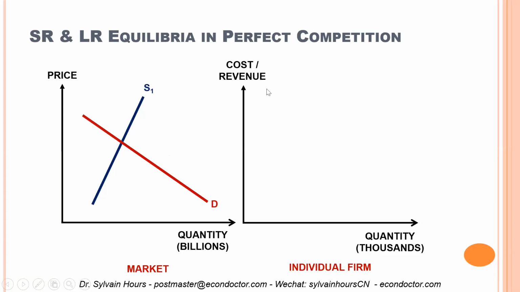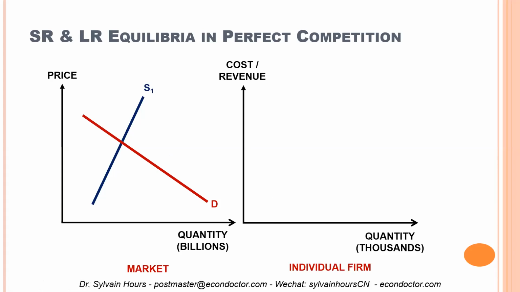Rather than price, I think it's better to write cost, revenue rather than price, but it's no big deal. And you see that here I also add the unit thousands, just again to emphasize that these are not the same units, that this individual firm is very small compared to the overall size of the market.